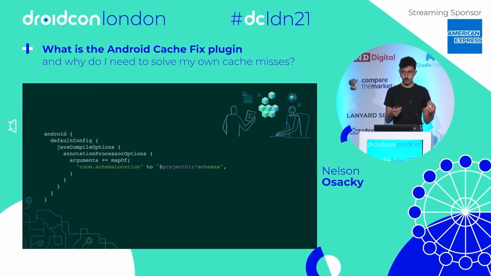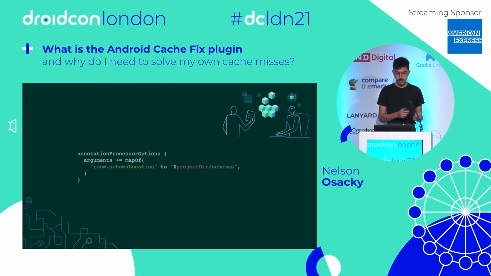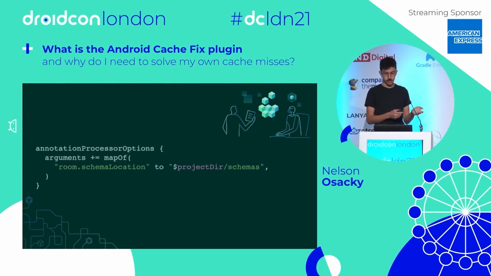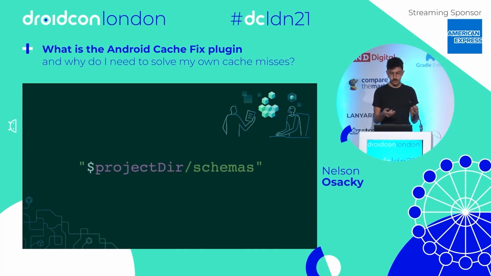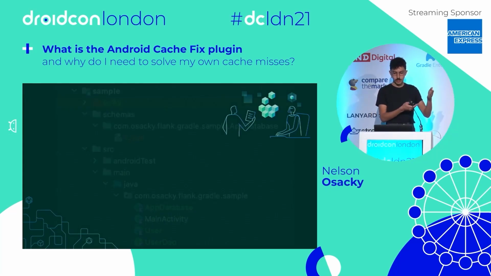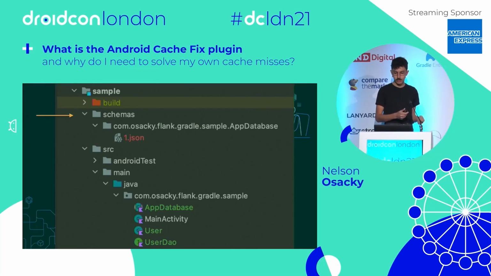So the room annotation processor, you can generate schemas in order to test the migrations of your databases. And if you want to do that, you want to have it generate schema, you give it the schema directory. And this project directory/schemas has a problem. So where is this, right? This is just in your project directory. There's just a /schemas folder, and it generates these 1.json files.